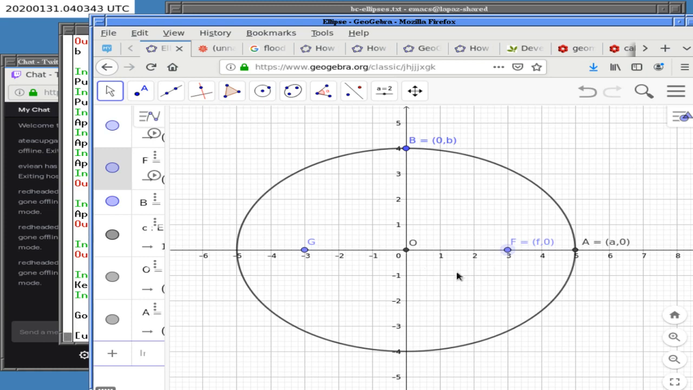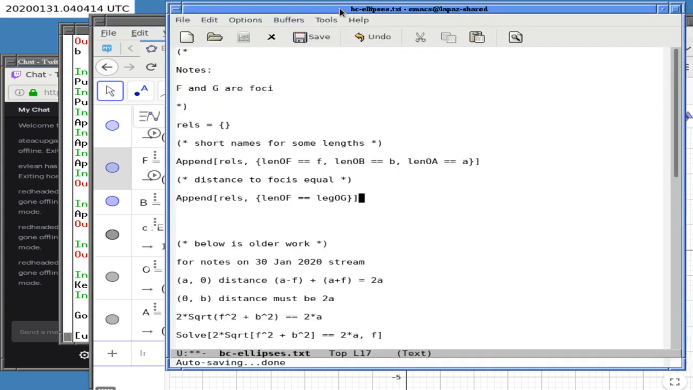Let's see, gotta be a little bit careful. We want to say the distance from A, we already know that the distance from A to F plus the distance from A to G is equal to 2A. That's the parameter of the ellipse. But let's see if we can say that in a better way. I think we might be okay with just saying note that.